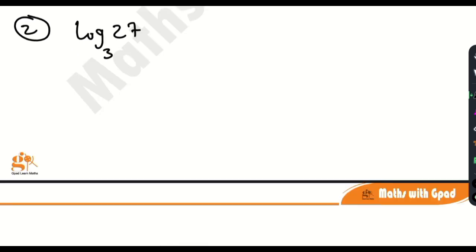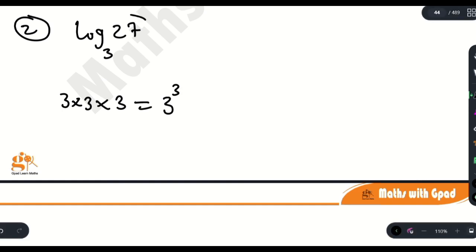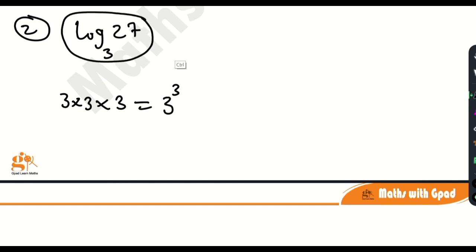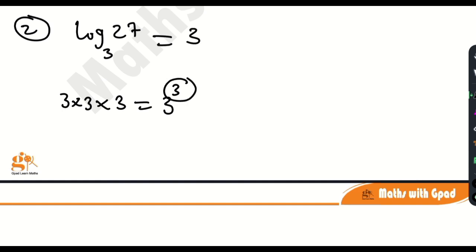So here's another example, log 27 to base 3. I am guessing that you already know what the answer would be. How many times will 3 multiply itself to give you 27? 3 times 3 is 9, then times 3 is what? 27. So you can see that 3 raised to power 3 is 27, which means log 27 to base 3 will be equal to 3. And the 3 is coming from the exponent, the number of times 3 will multiply itself to give you 27.